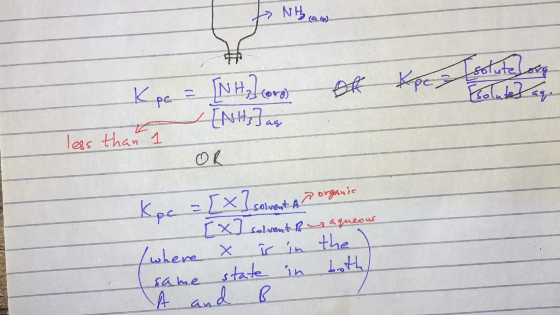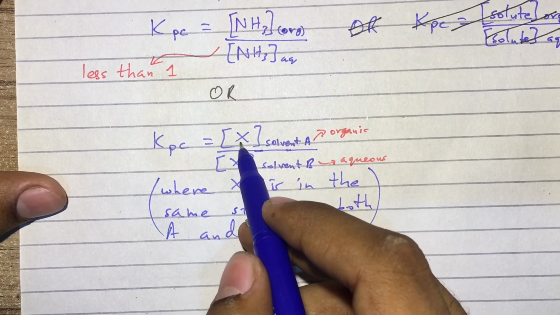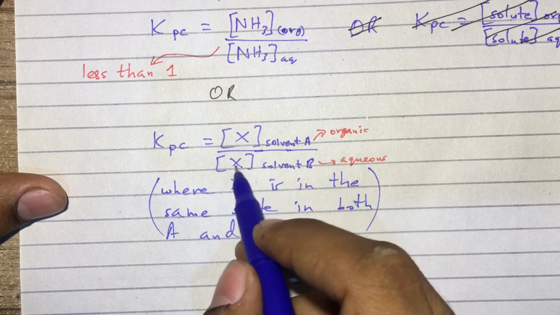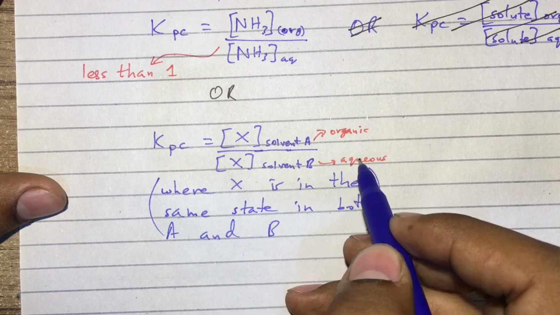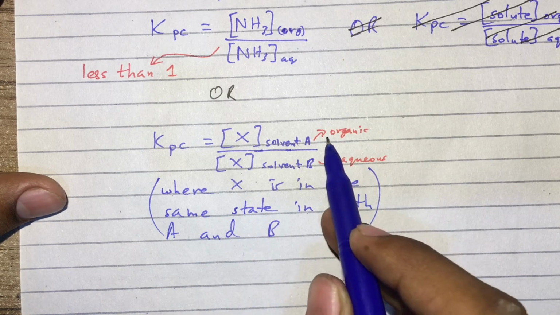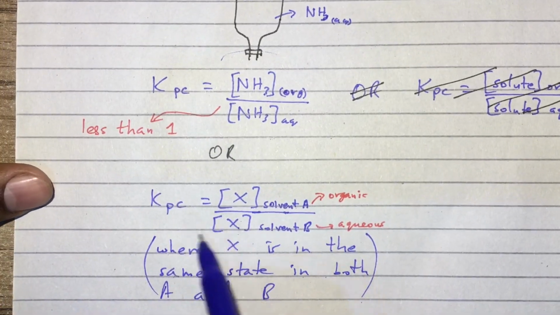Now a general formula for Kpc will be the concentration of solute in the first solvent, which is organic, upon the concentration of solute in the second solvent, which is aqueous, and X should be in the same physical state in both the solvents, right? That's the basic formula for Kpc.